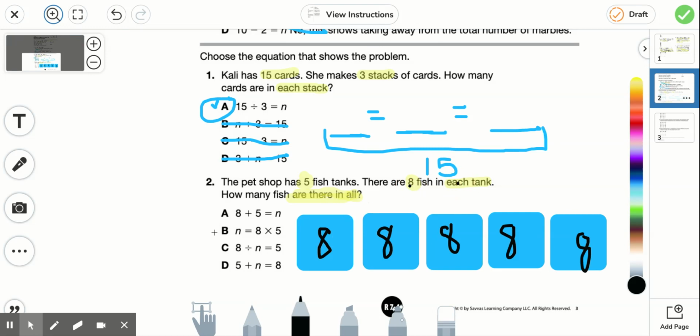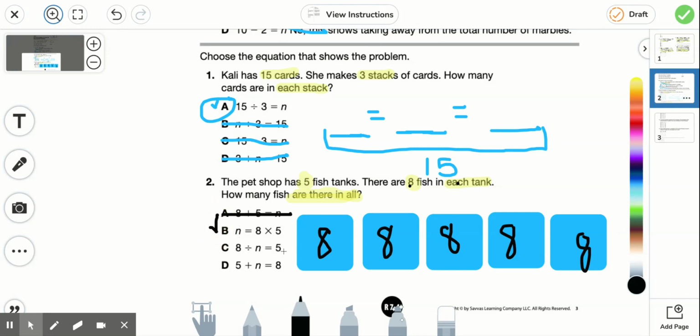Okay, now I'm going to look at my choices. 8 plus 5 is a number. Am I adding 8 and 5? I have 5 groups of 8, but I'm not adding those two together. A number is 8 times 5. Well, I have 8 in each of these 5 groups. So 5 groups, each group has 8 to get a total. That could be true. I'm going to put a check.